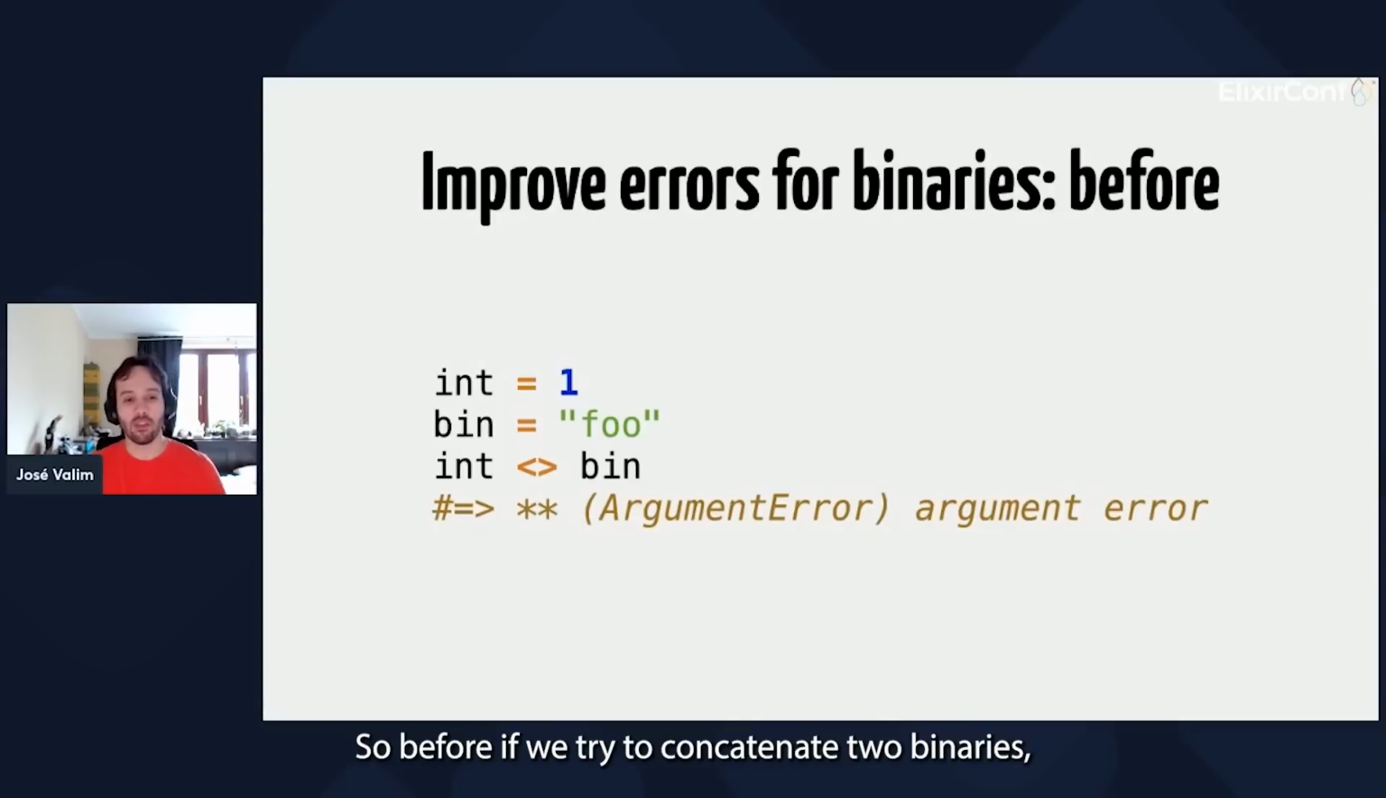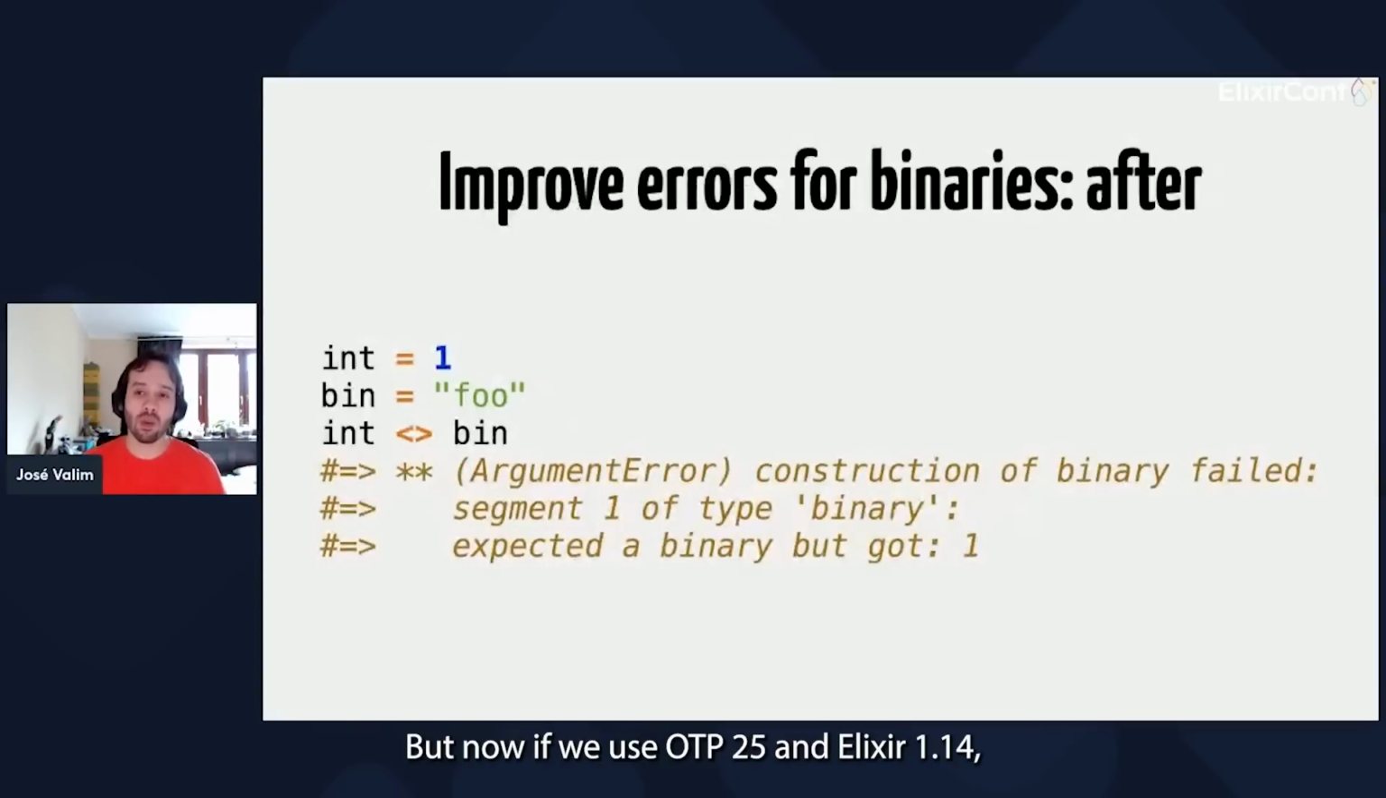So before, if you tried to concatenate two binaries, this is what you would get, right? We just say, hey, argument error. But now, if we use OTP 25 and Elixir 1.14, you get the whole thing saying what actually failed was the construction of a binary. And the first part, the int, we expect that thing to be a binary, but we got one, right? So this is much, much better.